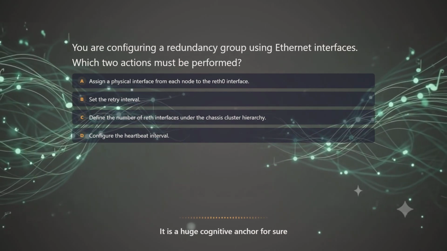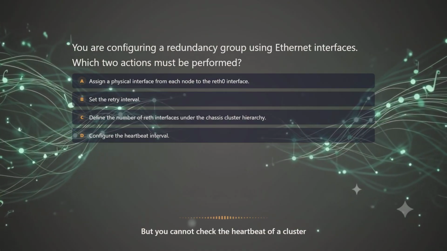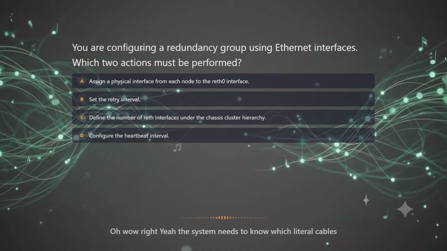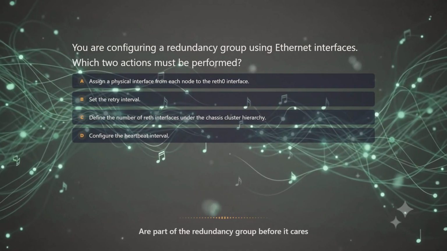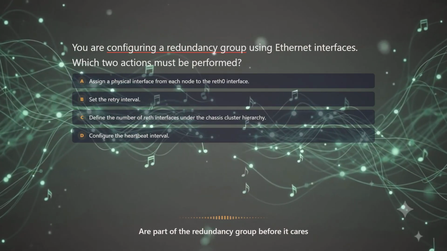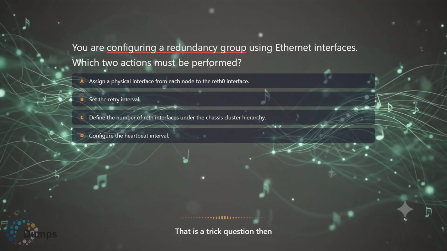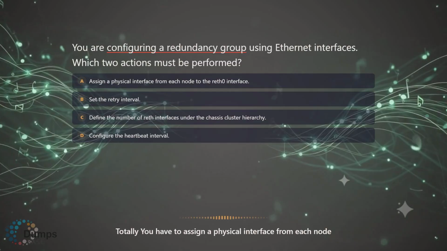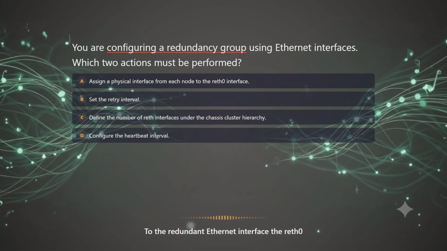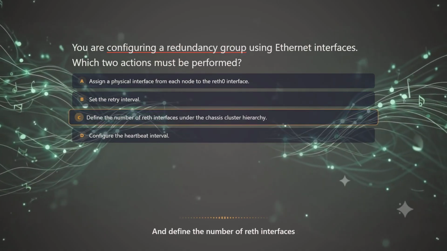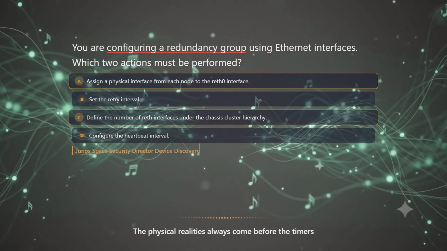It is a huge cognitive anchor, for sure, but you cannot check the heartbeat of a cluster that doesn't physically exist yet. Oh, wow, right. Yeah, the system needs to know which literal cables are part of the redundancy group before it cares about how often they ping each other. That is a trick question, then. Totally. You have to assign a physical interface from each node to the redundant Ethernet interface, the reth0, and define the number of reth interfaces under the chassis cluster hierarchy first. The physical realities always come before the timers.